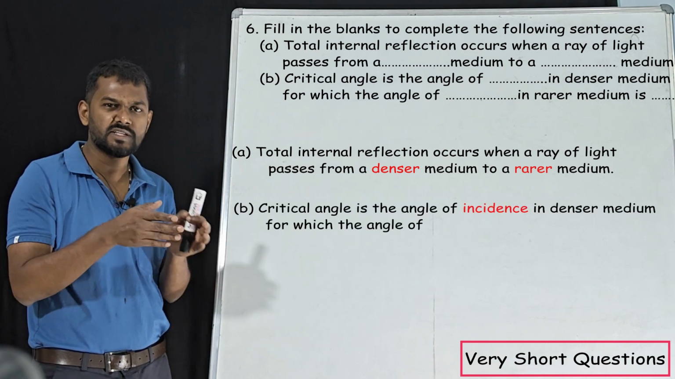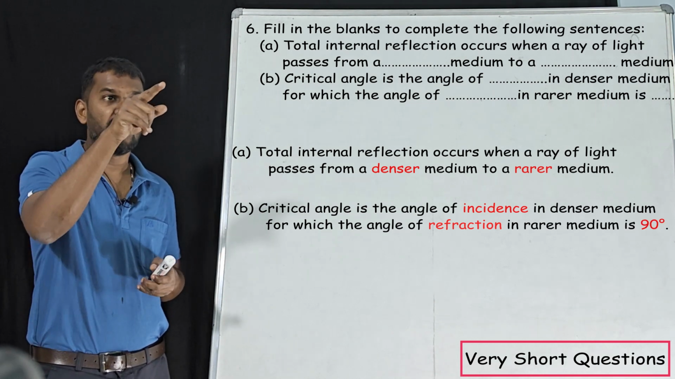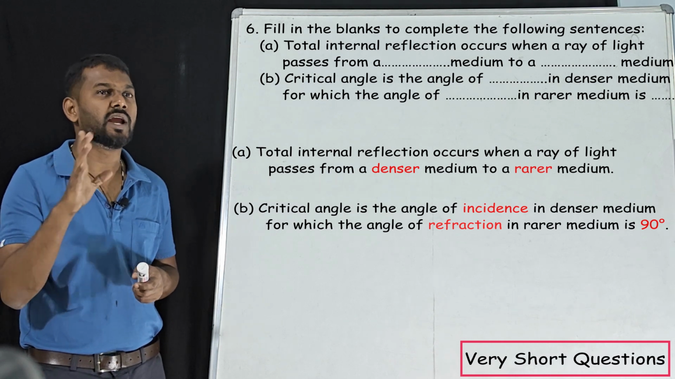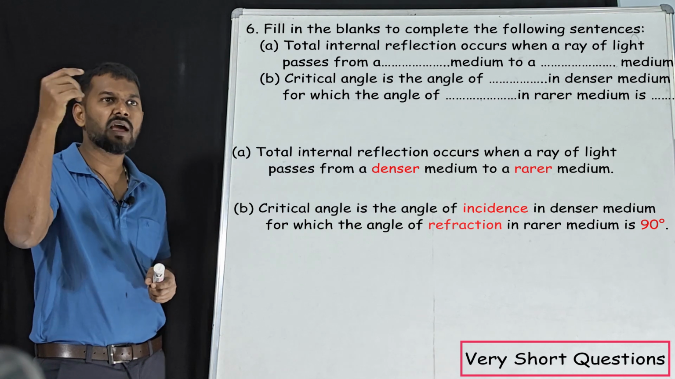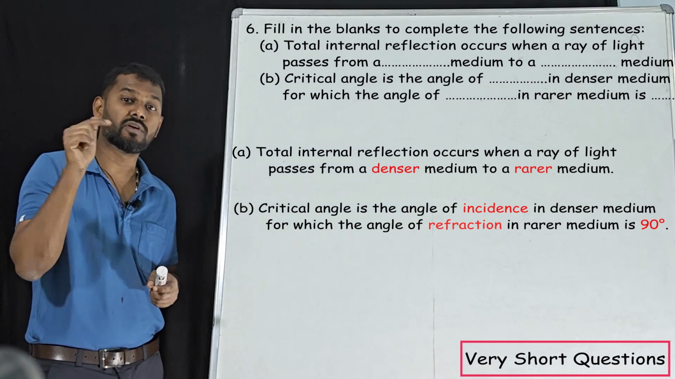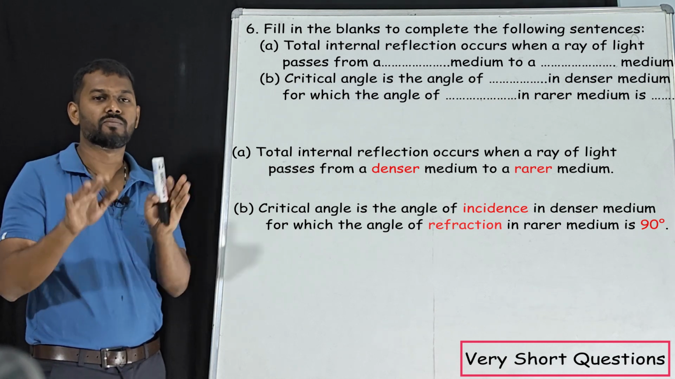If the angle of incidence is equal to the critical angle, what will we get? We'll get refraction only. And in a rarer medium, what will be the angle of refraction? 90 degrees. So I'll complete the sentence. Critical angle is the angle of incidence in denser medium for which the angle of refraction in a rarer medium is 90 degrees. That's it.